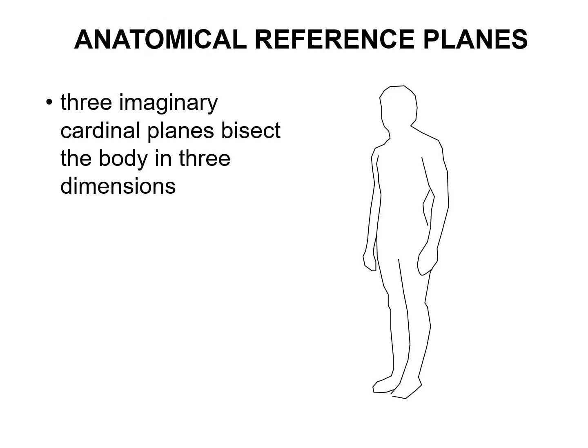So we know these terms, but we also want to use reference planes as well. Our anatomical reference planes are three imaginary cardinal planes, just like you have cardinal directions, north, east, south, west. But we have three imaginary cardinal planes that bisect the body in 3 dimensions.